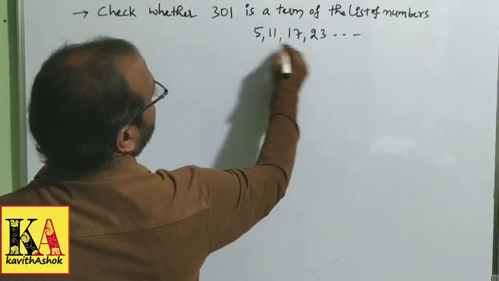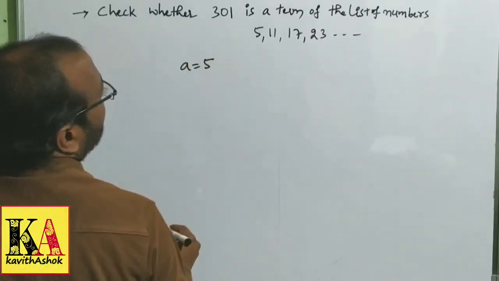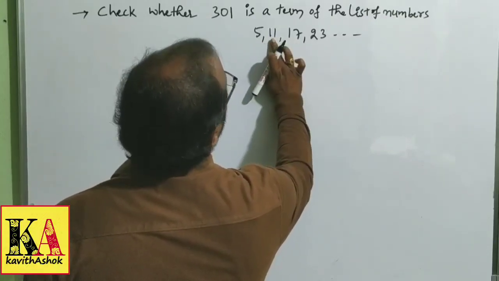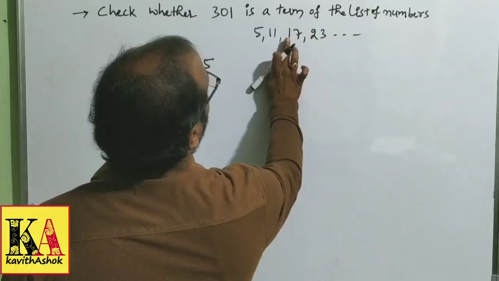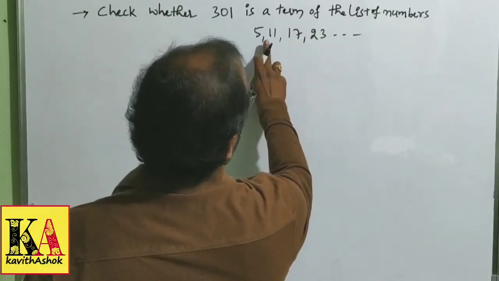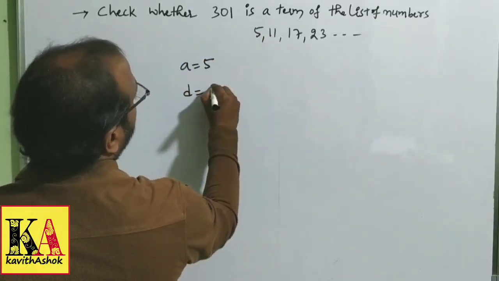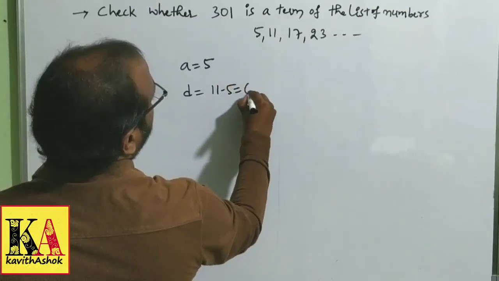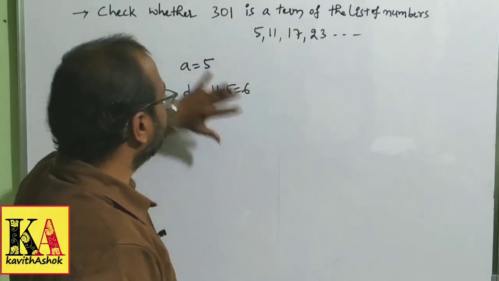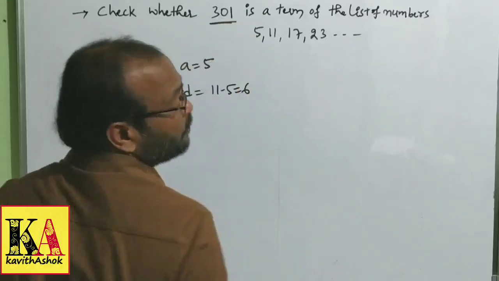Here in the series, the A value will be 5. To find out the D value, 11 minus 5 is 6. 17 minus 11, 6. 23 minus 17, 6. So the common difference D is equal to second term minus first term. This value will be 6. In all the cases we can get the common difference 6. That's why this is the arithmetic progression. So it is confirmed. We don't know which position we can get 301.